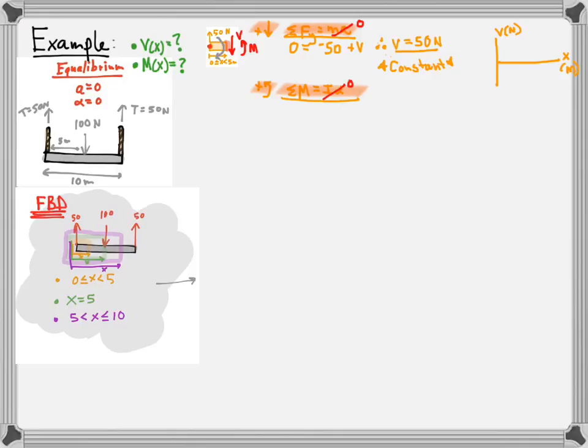So we know that this is a constant, and what that means is as we go across our beam towards the right, it's going to maintain 50 newtons right there, as long as we stay in front of the 5 meter mark. So let's go over and check out our moment equation here, and I think it'll be a little more interesting.